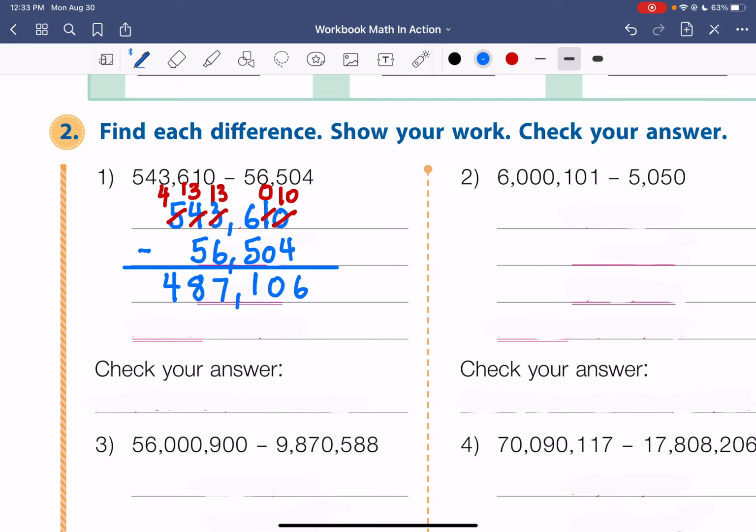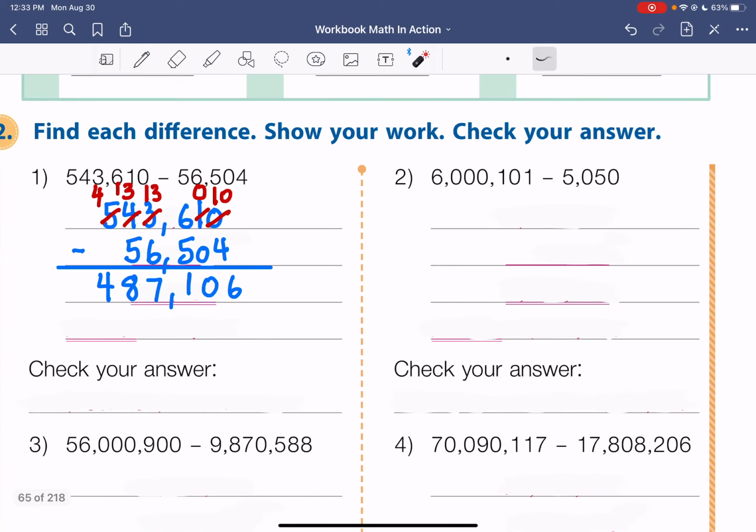Okay, next one. We have 6,101 minus 5,050. All right, let's check it out. We're going to write it out.